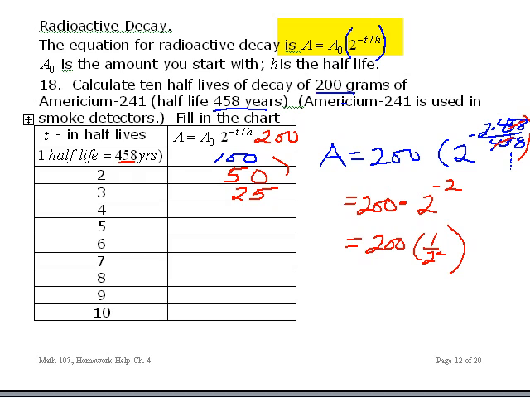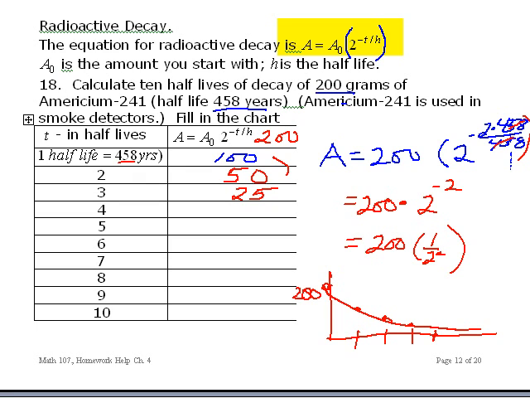So if you're 5 half-lives away, most of the action's over. Your graph looks like this. You start at 200. In one half-life, you're down to 100. 2 half-lives, you're down to 50. 3 half-lives, 25. You see, after a while, most of the action's over, and you're coasting in towards 0, although you never get there. Okay?